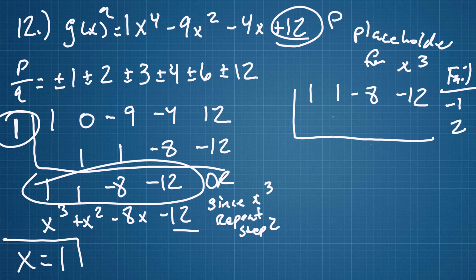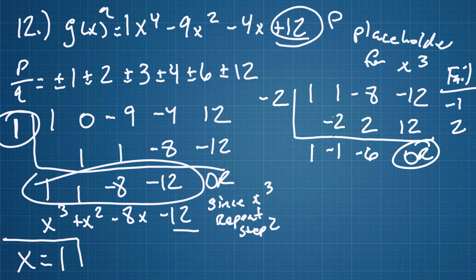So now that I tried 2, I'm going to try -2. Drop down the 1. 1 times -2 is -2, gives me -1. -2 times -2 is +2, gives me -6. Negative times a negative is a positive. 12. No remainder. So -2 is an answer. Now remember, I need to have 2 more solutions, so I'm not done yet.